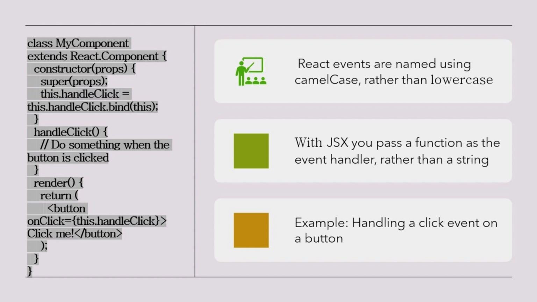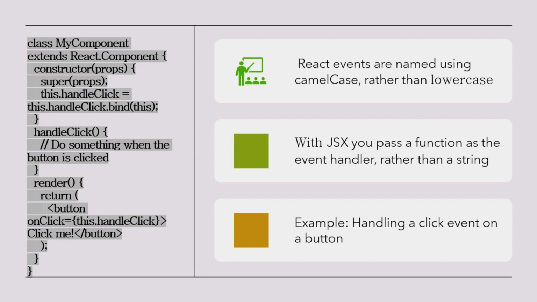Once you have created the event handler function, you need to bind it to the current instance of the component. This is done using the bind method. The bind method takes two arguments. The first argument is the object that the this keyword should refer to, and the second argument is the function that you want to bind.